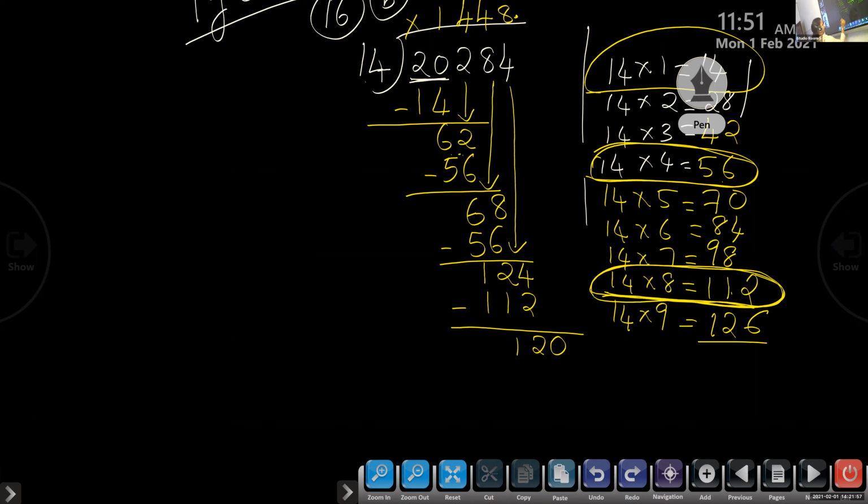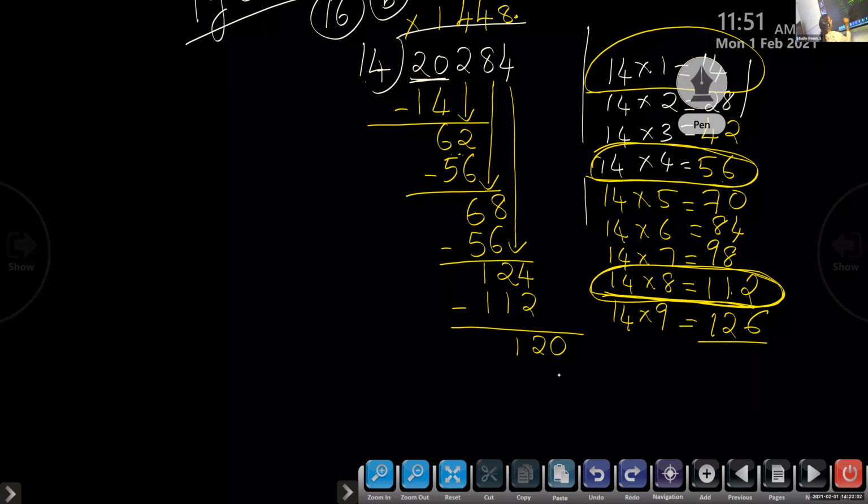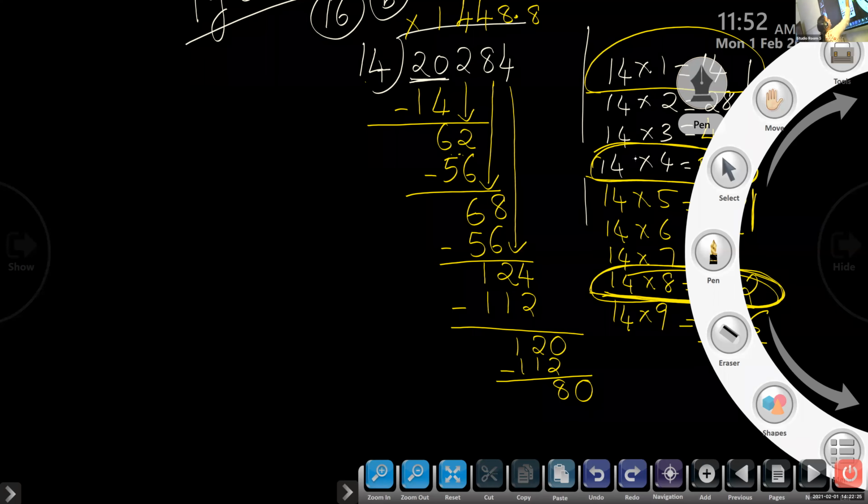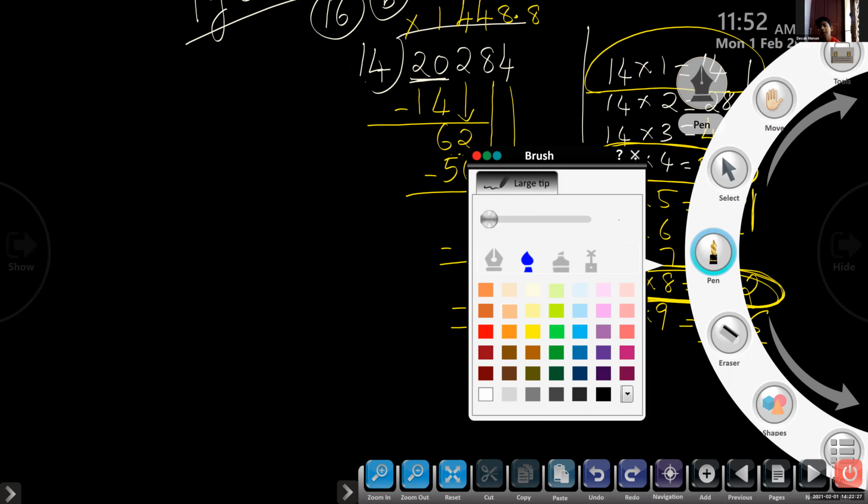8 into 14 we have 8. 14 into 8. What is that? 112 again. Then subtract. Which is the remainder? 8. Again add 0. I told you we will place the decimal point only one time. So 80. Look here, we have 70 and 84. Which one we can take? 5. 14 into 5. 84 we cannot take because we have here only 80.